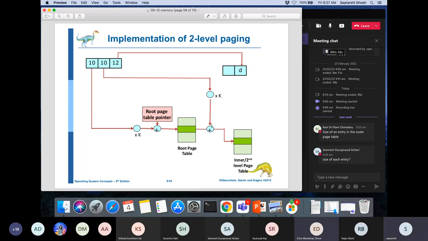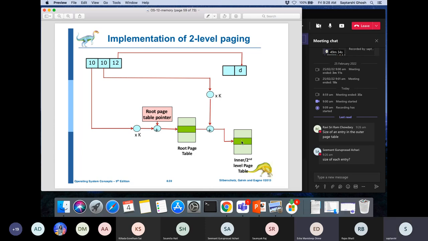That is added with this second entry, this 10, again multiplied by k, to get a particular entry in the inner page table. So remember, this is a page in the page table, a page of the main page table or inner page table. Within this page, the starting address of the page was obtained from the root page table entry. And within this page, we got to a particular data item by using this 10.